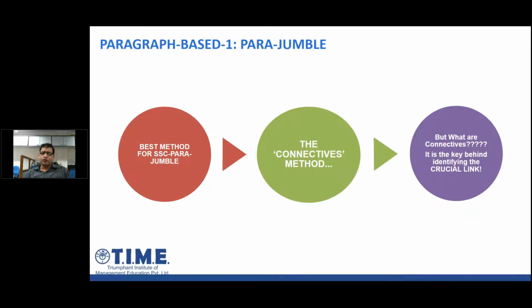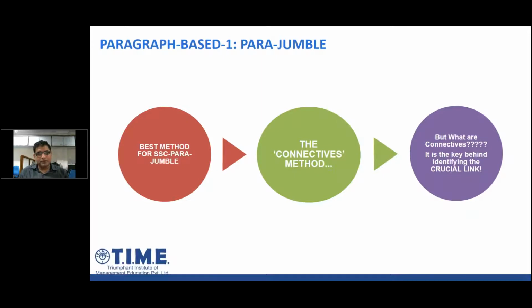I'm sure some of you already know this. Now my contention is that it is the connectives in the sentences that help you to identify the crucial link. So there are two things I'm going to discuss now. One, what do we mean by connective? Two, what is this crucial link?